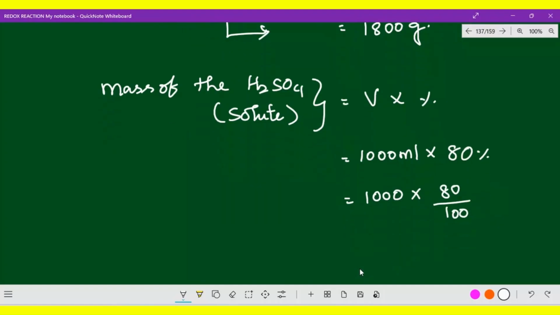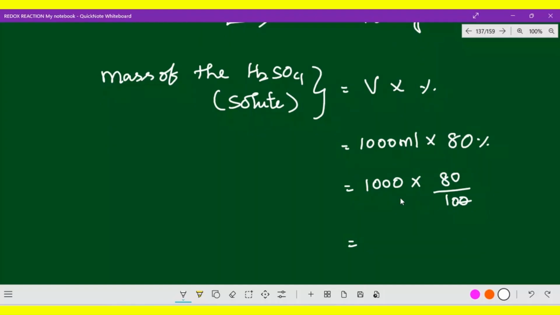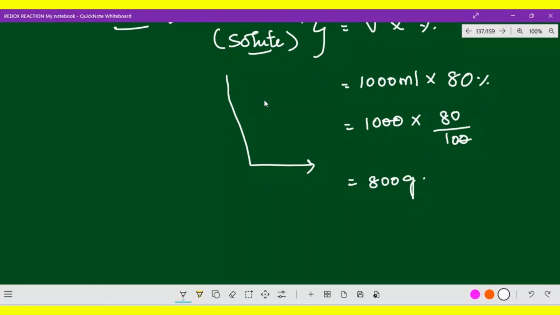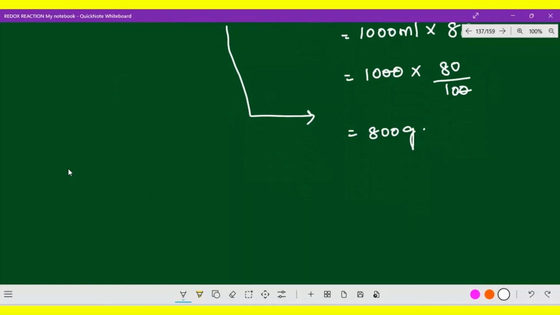So what is the answer you will be getting? This and this will be cancelled. So you will get 800 grams. This is gram only, right? So you'll be getting the mass of the solute, 800 gram. Now this is actually the solute. Now we have to identify the mass of the solvent. I hope you got the clarity.